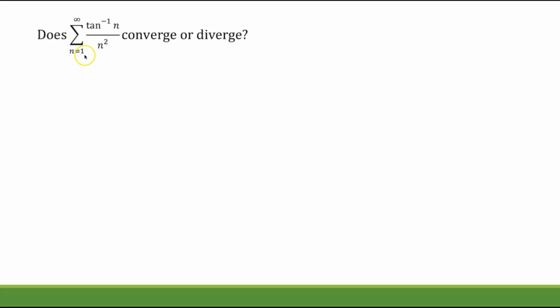Now here we have, does the sum of n equals 1 to infinity of tan inverse of n over n squared converge or diverge? So here, what are we going to compare this to? Well, I would go ahead and choose the p series 1 over n squared and see what happens. Because again, p series are nice. We can easily conclude the sum of 1 over n squared is a p series with p equal to 2, which is greater than 1.